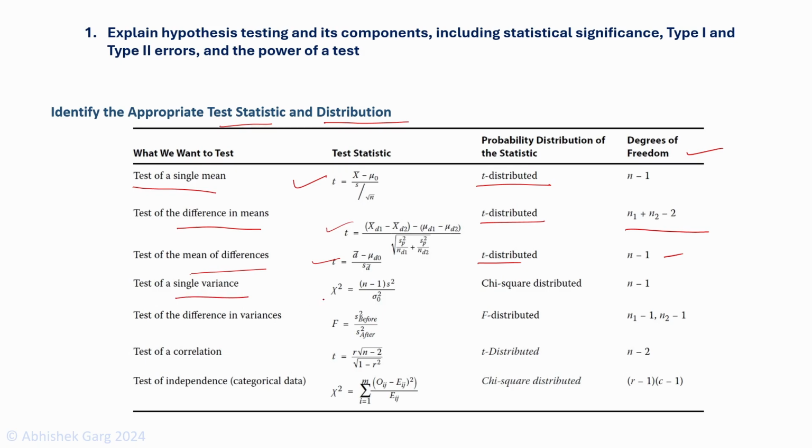Test of a single variance, it's called chi-squared distribution with n minus 1 degrees of freedom. And if we are checking the differences in variances, it's an F distributed test with n1 minus 1 and n2 minus 1 degrees of freedom. This is the test to check the correlation, and this is the test of independence. If we have categorical data, we use this chi-square distributed test to check the independence. So we'll cover some of these tests in the future in some examples.